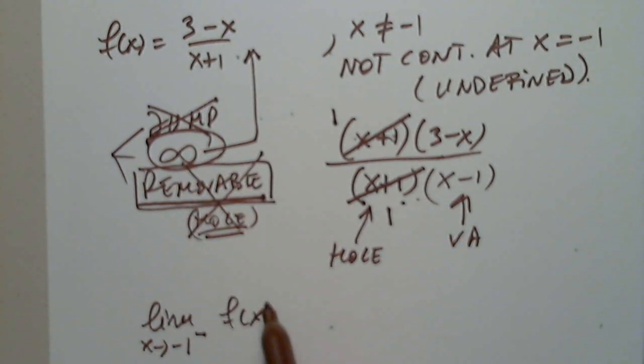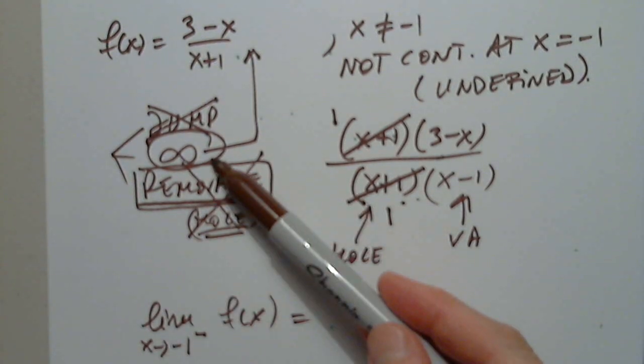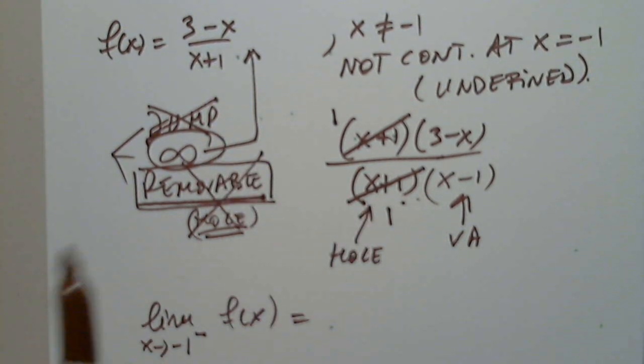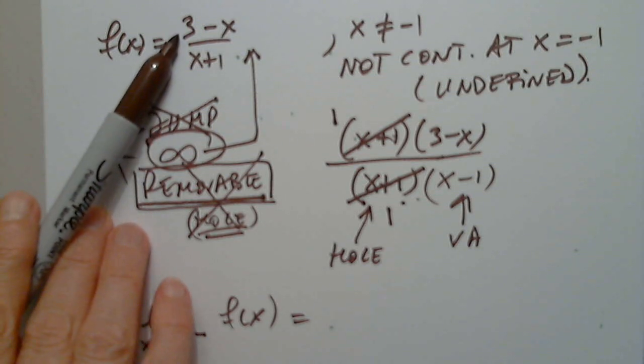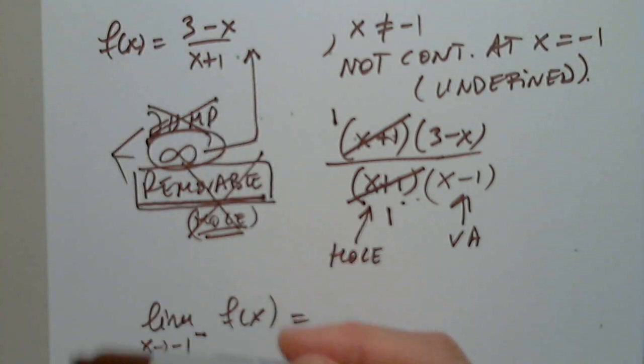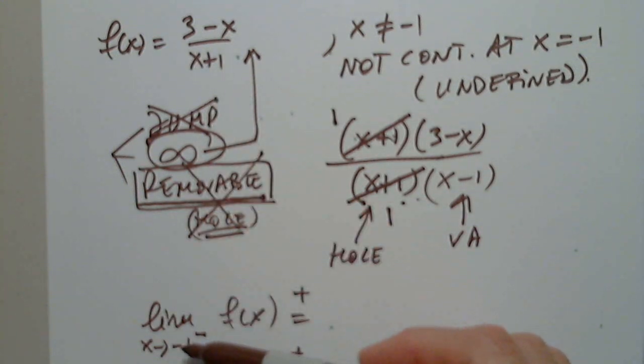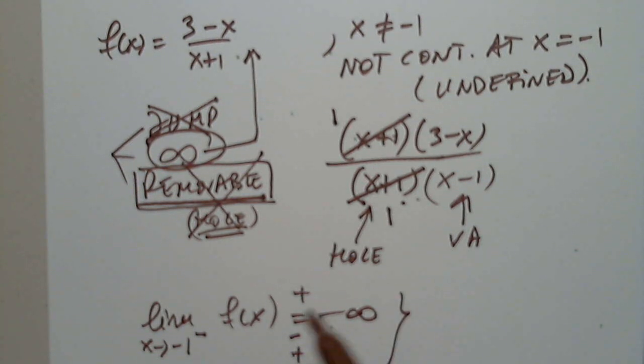So you will see that this is an infinite discontinuity because when you plug in -1, the numerator is positive no matter what at -1. But the denominator with -1 from the left will end up being negative infinity, and with -1 from the right will end up being positive infinity. So that's why this is an infinite discontinuity.